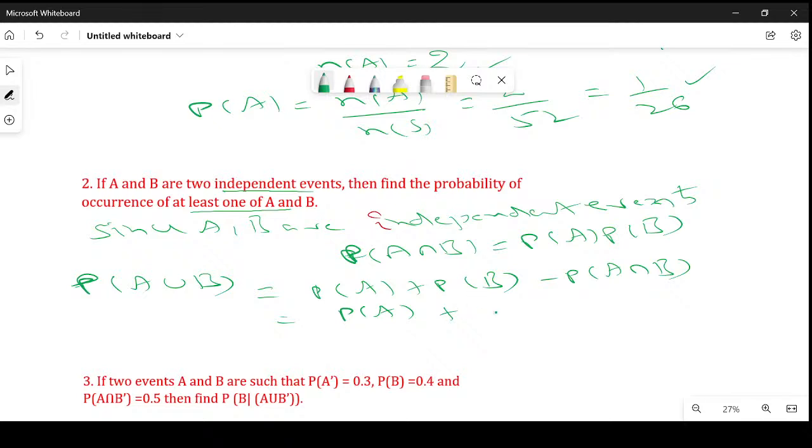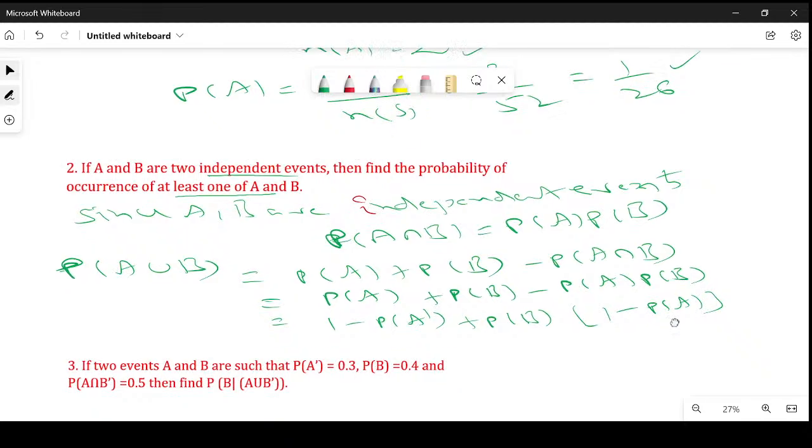So I am going to simplify this: P of A plus P of B minus P of A intersection B. Can I write P of A into P of B, right? Because they are independent events. So here I can write 1 minus P of A dash, plus I can take P of B common. If you take P of B common, 1 minus P of A. What is 1 minus P of A? That will be the complement. Correct.